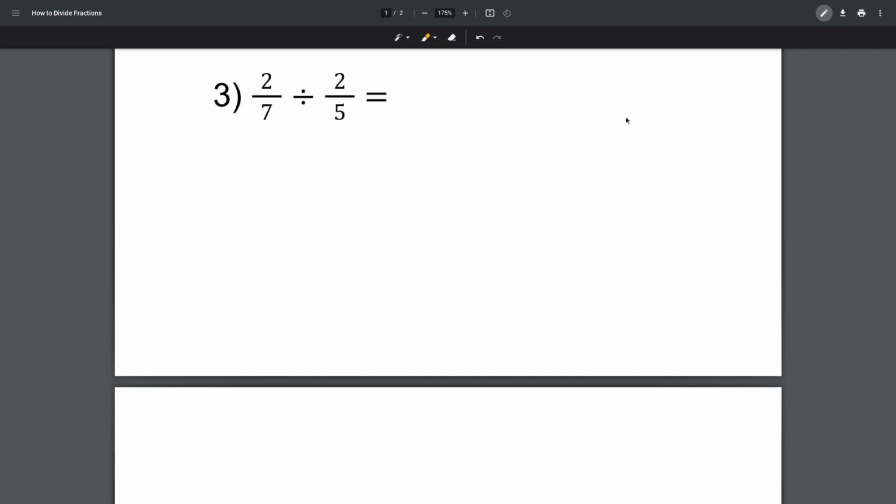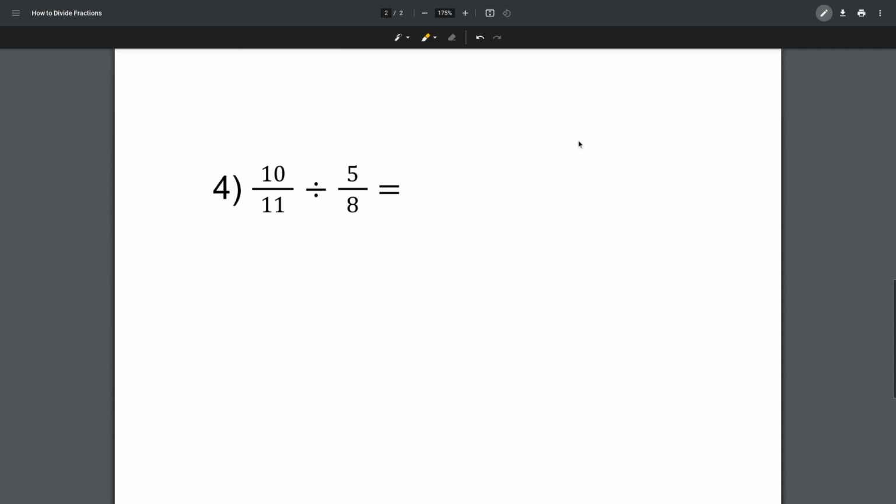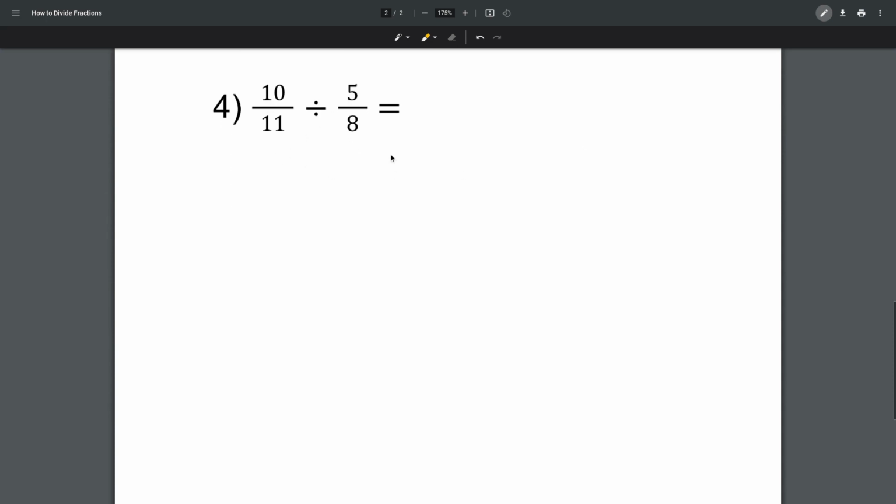Okay, let's take a look at this last one. 10/11ths divided by 5/8. So take a moment now, pause the video if you need to, and try and solve it. Okay, you ready? Let's go. So we have 10/11ths, and we're going to multiply by the reciprocal of the divisor, so times 8/5.